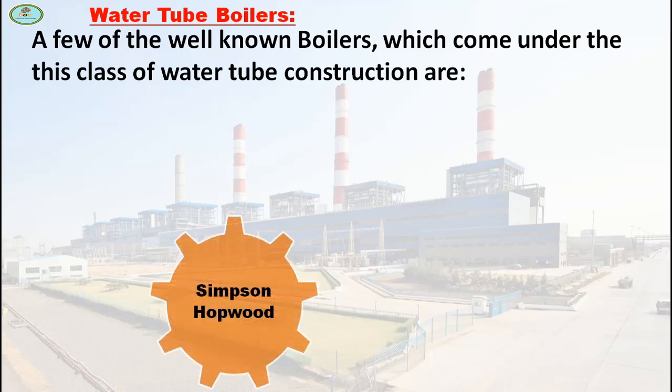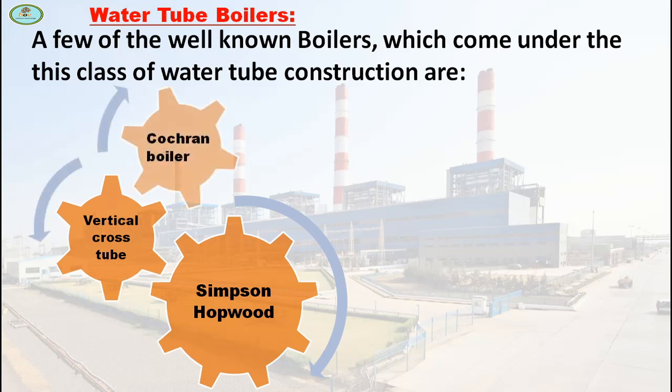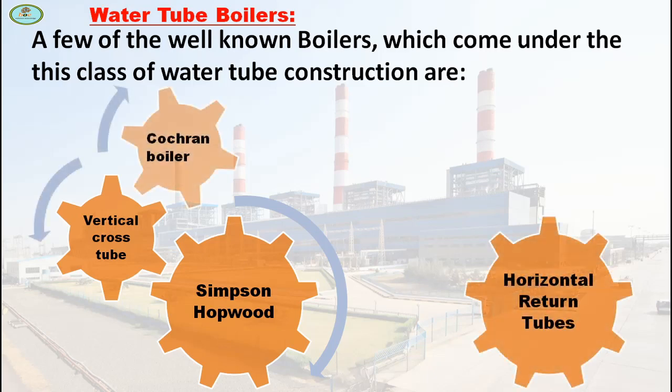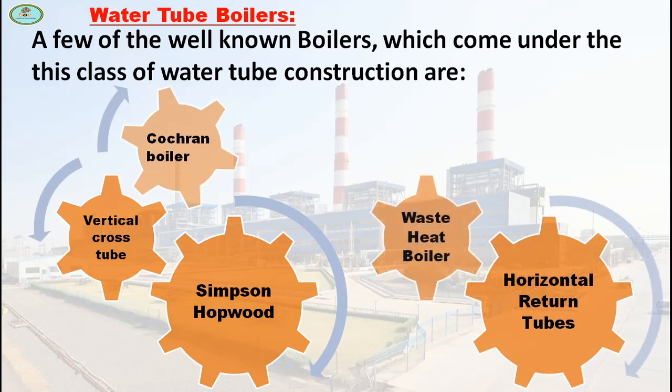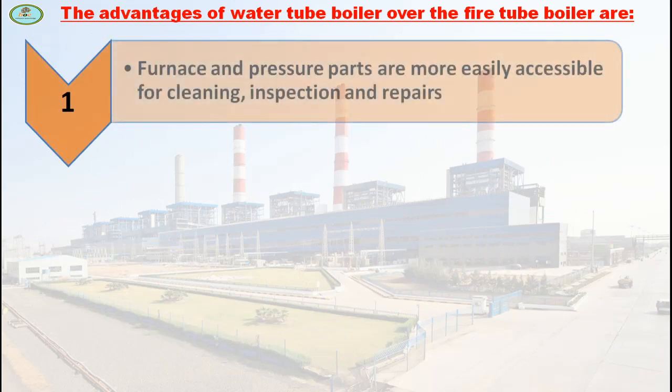Simpson Hopwood, vertical cross tube, Cochran boiler, horizontal return tubes, waste heat boiler, and marine boiler. The advantages of water tube boilers over fire tube boilers are as follows. Furnace and pressure parts are more easily accessible for cleaning, inspection, and repair.